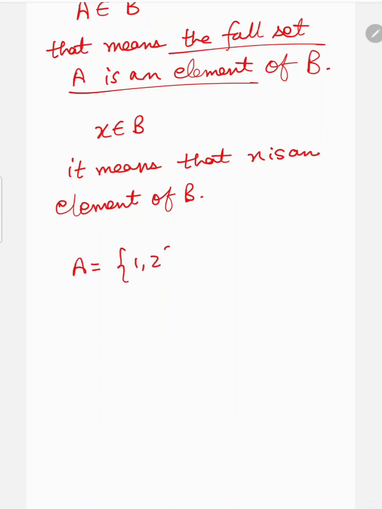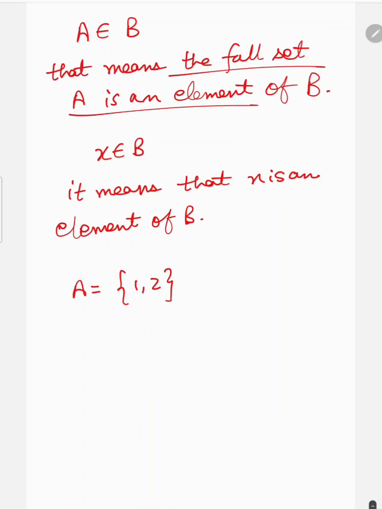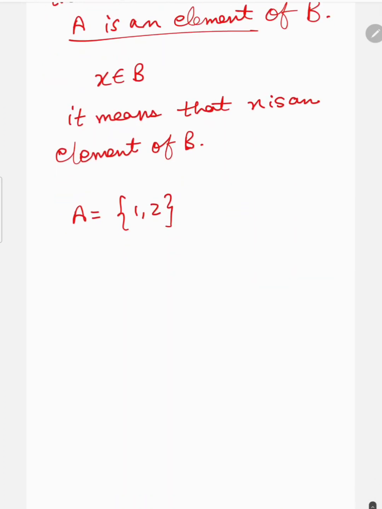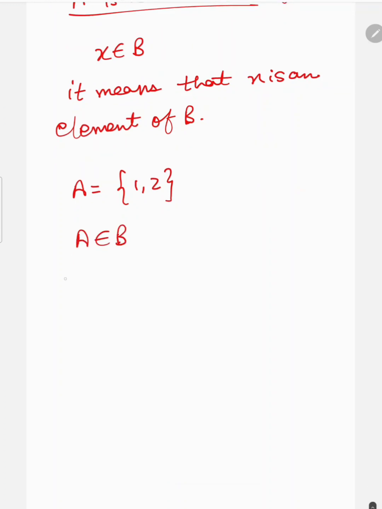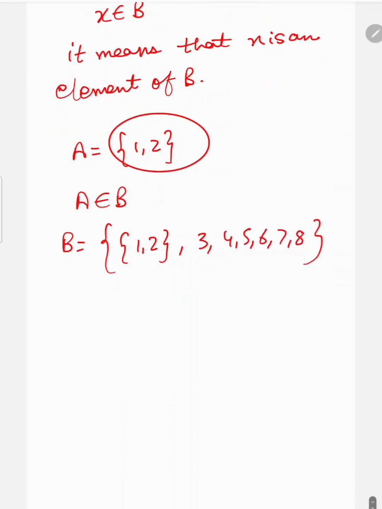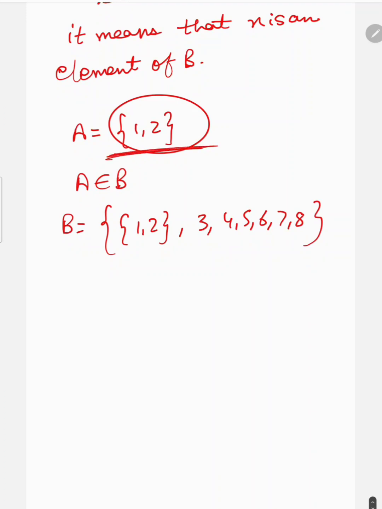For example, A = {1, 2}, a set that contains these two elements 1 and 2, and A belongs to B. So the set B will carry the set A, means this: {1, 2} and any other elements, let's say 3, 4, 5, 6, 7, 8. So this {1, 2} as a whole is there in B. ये पूरा का पूरा ऐसे ले होगा. B में 1 नहीं है.